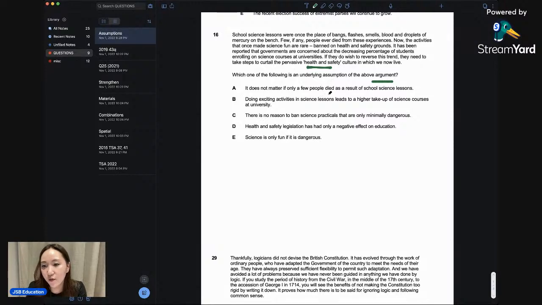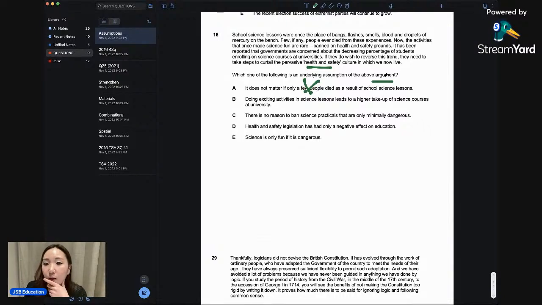So it does not matter if only a few people died as a result of school science lessons. I hope this is so obvious to all of you that this is not the correct answer. This has no relevance whatsoever to the argument that we're trying to make. This is not useful. Doing exciting activities in science lessons leads to a higher take up of science courses at university. What do we think about this one?